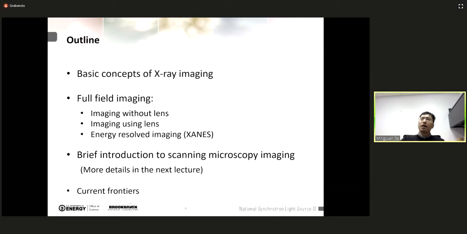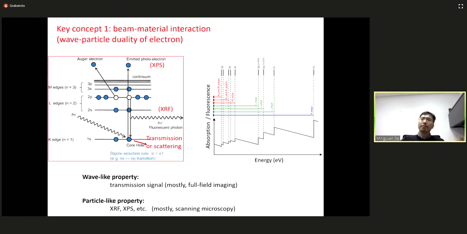So this is just the outline. We will introduce some concepts and go into more detail about full field imaging in these lectures. I will also give a very brief introduction to scanning microscopy, and there are more details in the next lectures. I will also give some of the current frontiers and open questions we would like to address in the future.